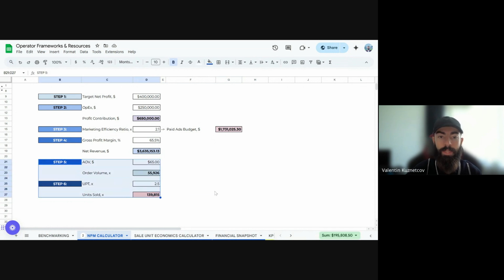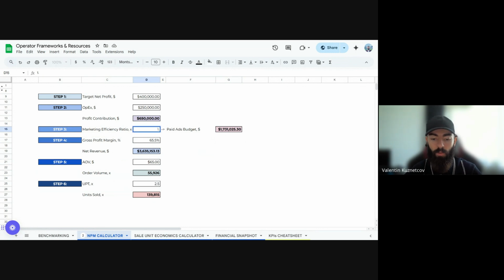We don't really need this section. All we need is this step 4. That's our cutoff right here. So we need $3.6 million. Now, here's where the magic happens, right? What if our marketing efficiency drops by 0.3 down to 1.8? See what happens to the paid ads budget and net revenue, right?